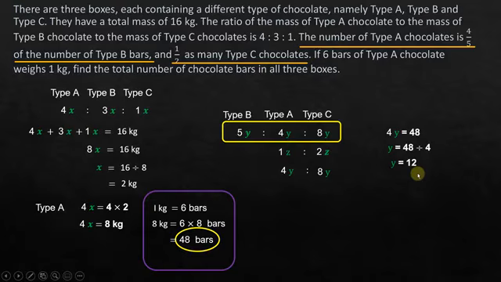Now all we need to do is count how many y's are there: 8y plus 4y plus 5y. That is equal to 17y. And now that y is 12, 17y is equal to 17 times 12, which is 204 chocolate bars. So there are a total of 204 chocolate bars in all three boxes.